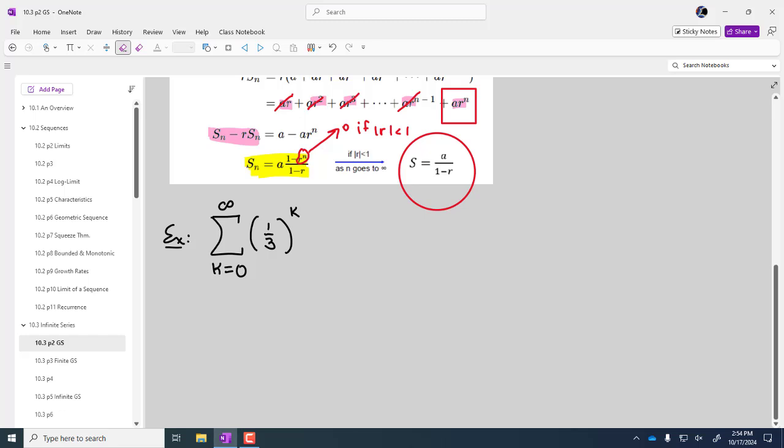So that's a geometric series. We need two things. Let me write out the first few terms just so you can see it. Plug in 0, plug in 1, plug in 2, plug in 3. So 3 cubed, 27, etc. So that is our expanded form of that geometric series versus the sigma form or the closed form.